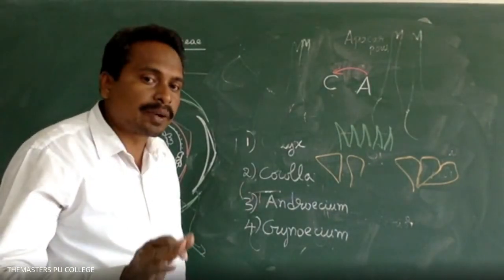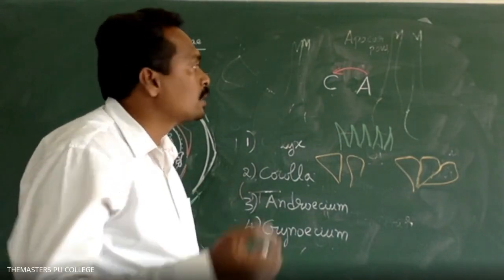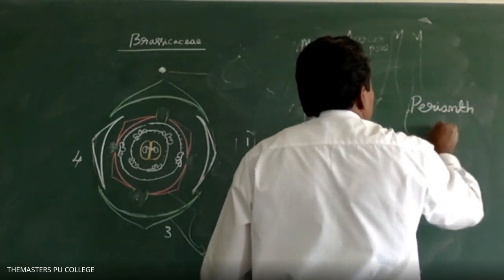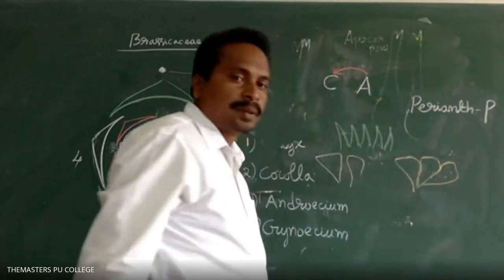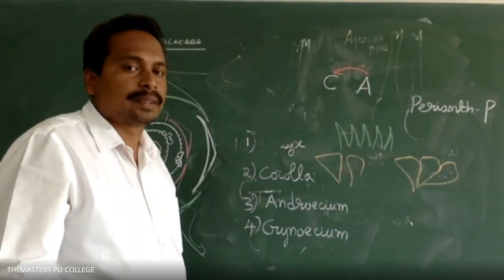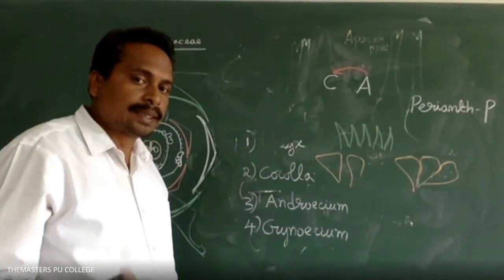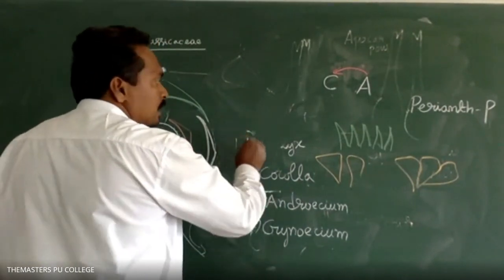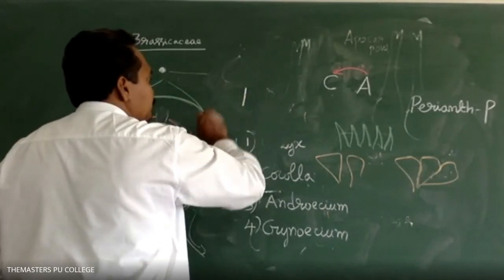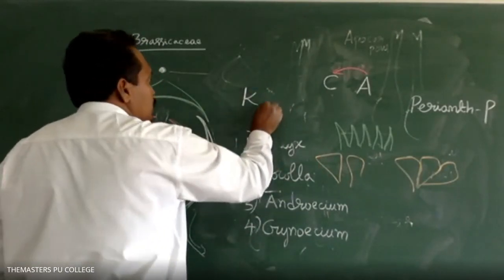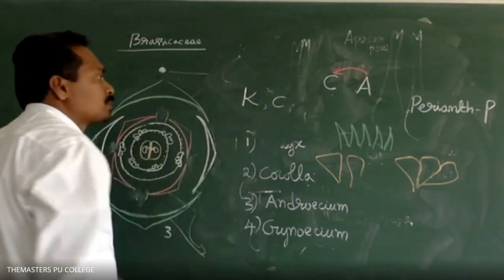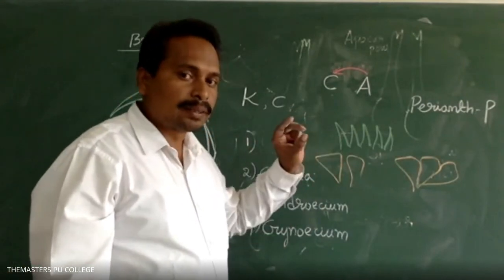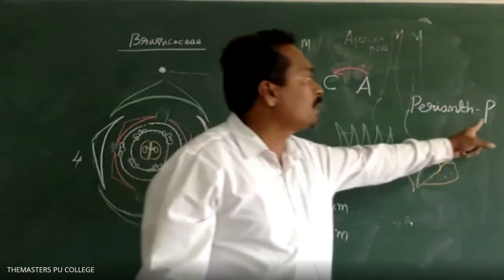If the calyx and corolla differentiation is not there, that is known as perianth. The perianth is represented as P. If differentiation is there, calyx is denoted as K and corolla is represented as C. If there is no differentiation of calyx and corolla, it is called perianth, represented by the letter P.